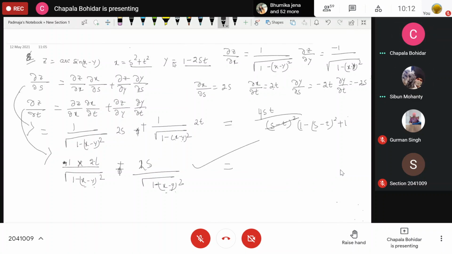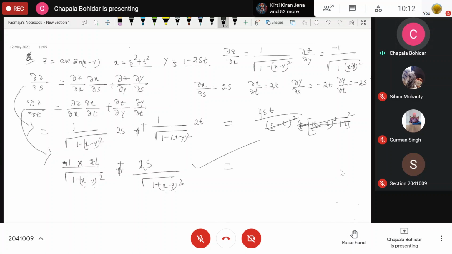This one is not there here. No, 1 and 1 minus that whole square, then plus 1. No, minus 1 here. On the left side, 1 minus that one. Any Bapa? Tell me clearly.